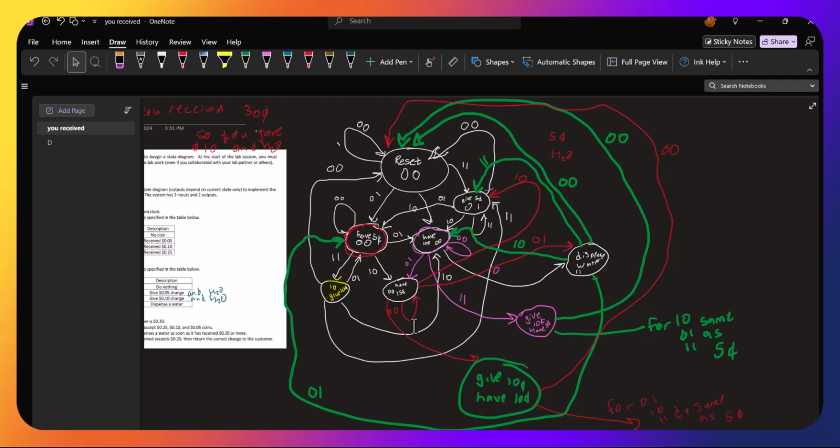Let's see. You have 15. Oh, this diagram. Wow. Let's see. Give 10 cents, have 10 cents. Where would that come from? You had 15 and you put in a quarter, right? So that would be 1, 1. Yeah. So right there. So I forgot to write that 1, 1. And this 0, 0 goes with the arrow that's curling around. But we'll make it a little bit neater on this other page.